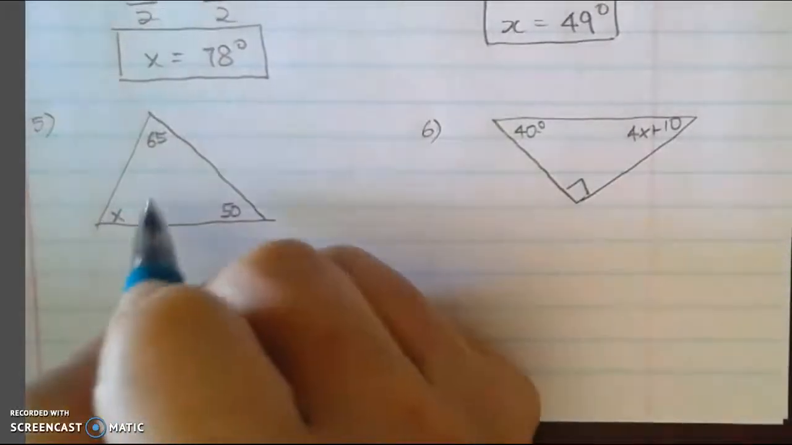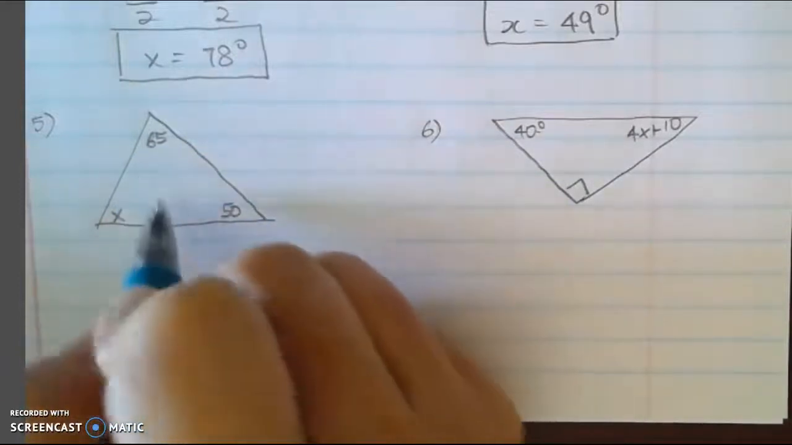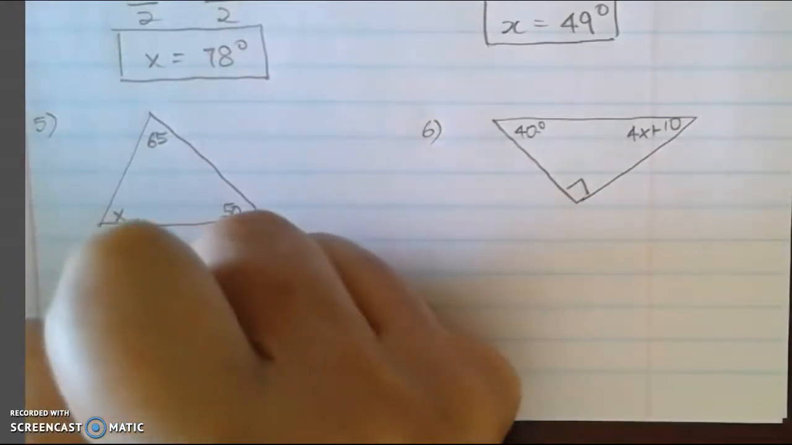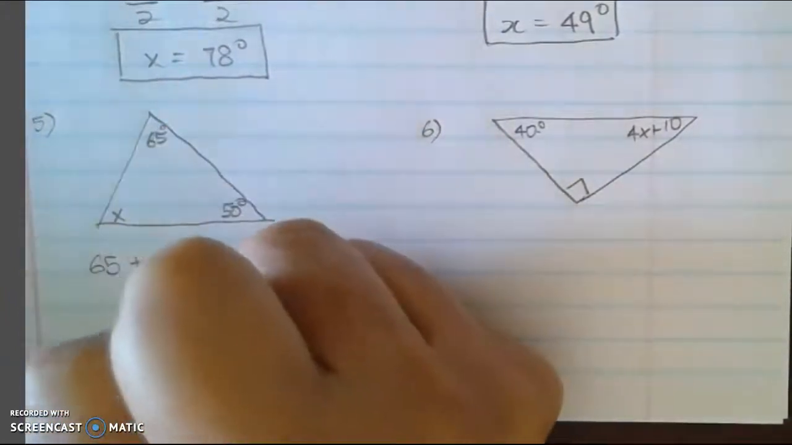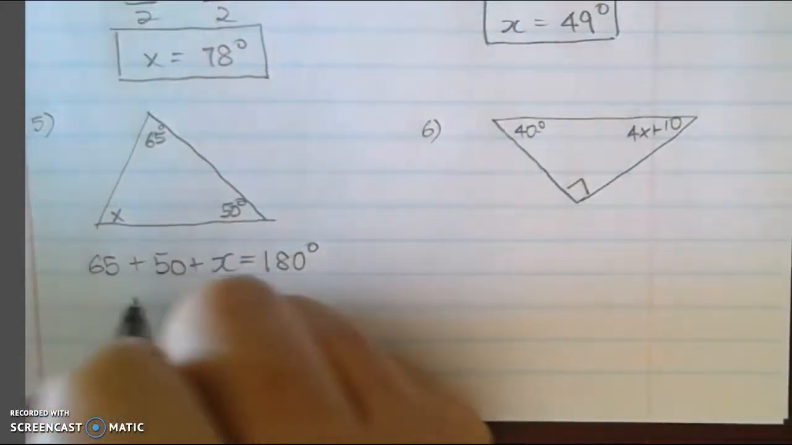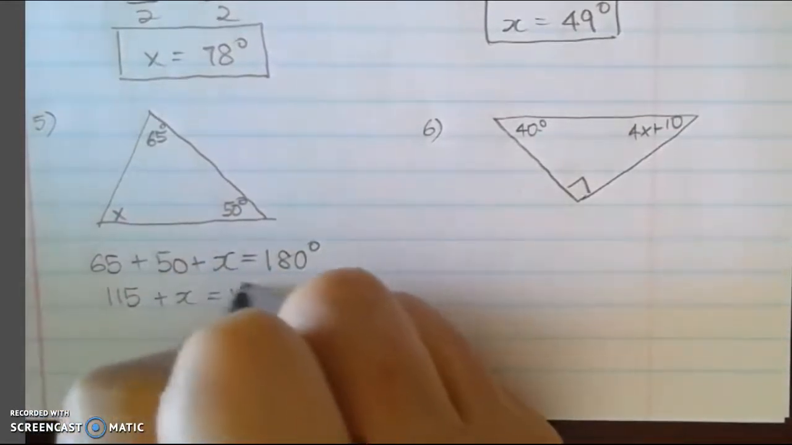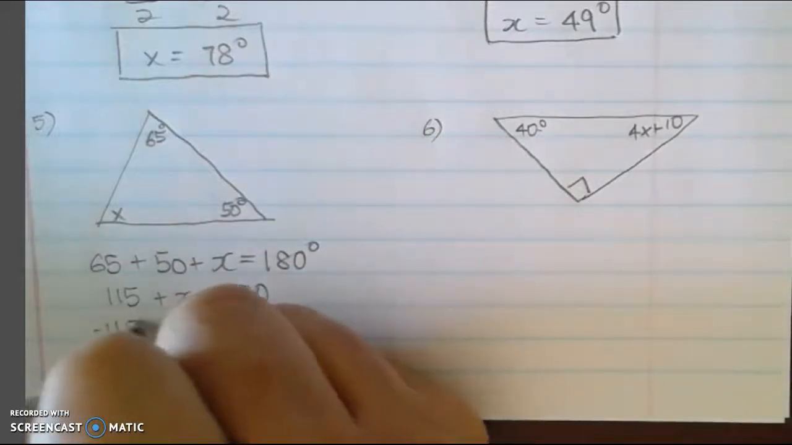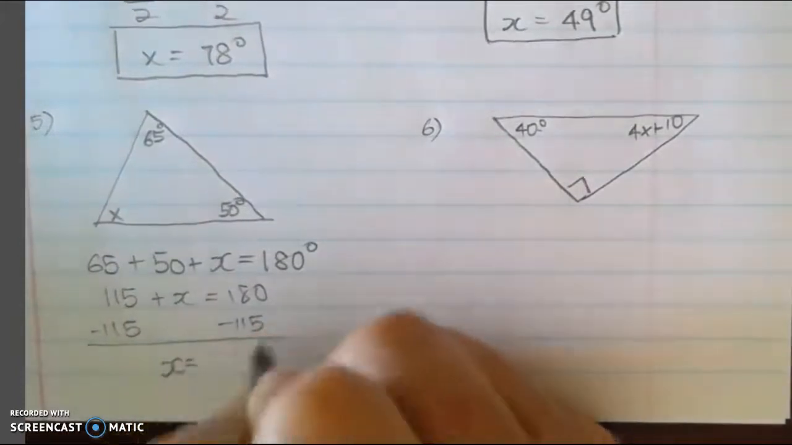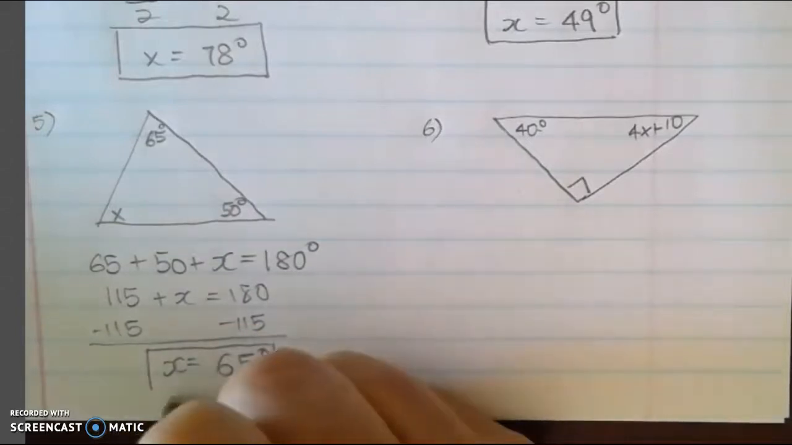Okay, so let's solve the problem now. We know that all the interior angles are going to add up to 180 degrees. That means 65 plus 50 plus x has to add up to 180 degrees. From here, I can simplify this as 115 plus x is 180 degrees. So subtract 115 from both sides, and you're left with x is equal to 65 degrees. So that's my answer for this problem.